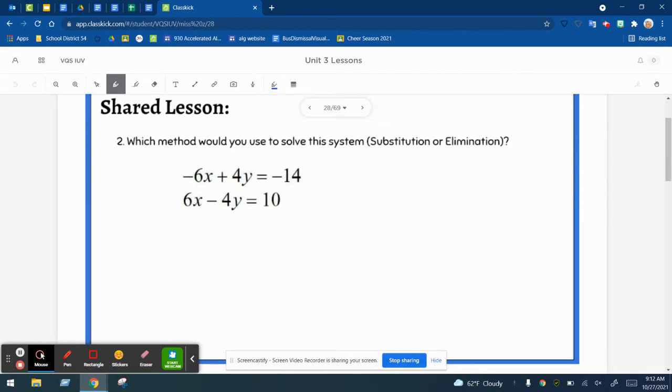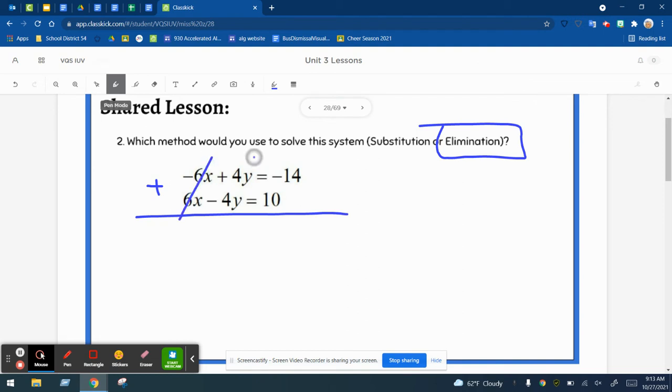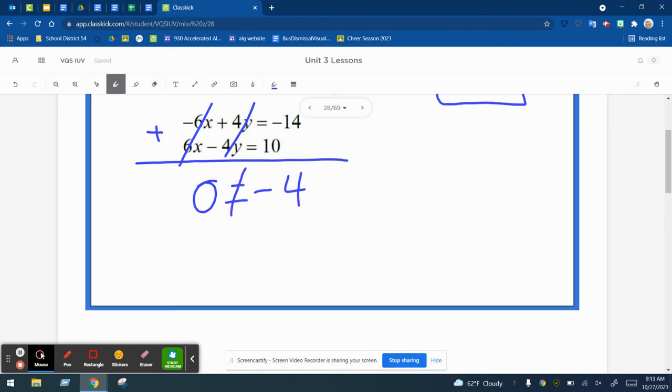Okay, and the next one, which method would you use to solve this system? I think that I would use elimination for sure because my x's are opposites, even my y's are opposites. So if I add, things are going to cancel out. So let's do that. Negative 6x plus 6x is 0. 4y plus negative 4y is also 0. So I get 0 is equal to negative 14 plus 10. Well, that leaves me with negative 4. And that's not true. So this one would be no solution.